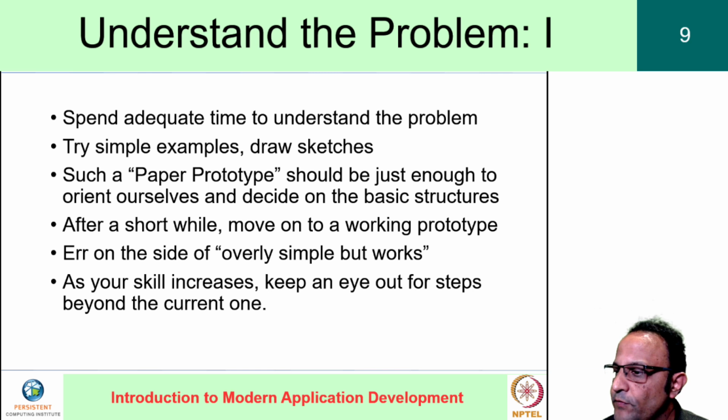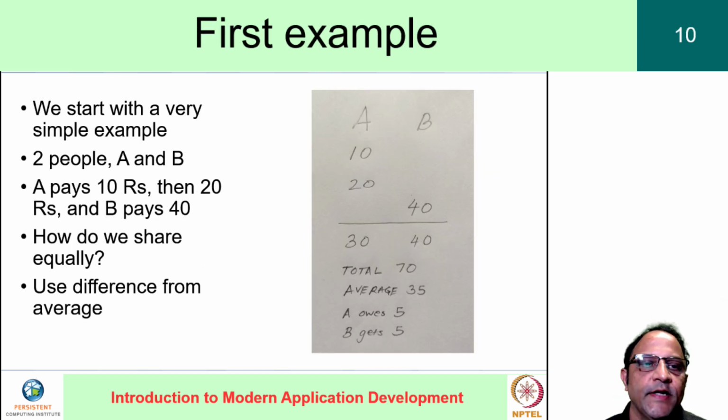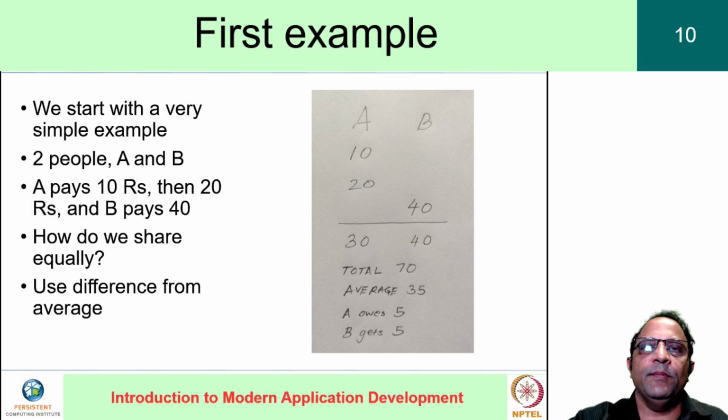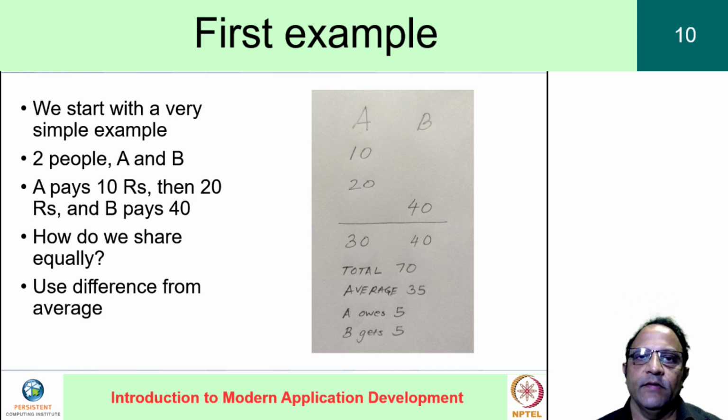So here is our first example. We start very simply by looking at a case where there are two people, A and B, and A pays 10 rupees for some activity that A and B both participate in. Then A pays 20 rupees for some other activity which again both of them participate in. And finally, B pays 40 rupees, again for some joint activity. And then after this sequence of activities, we want to make sure that they have shared money equally.